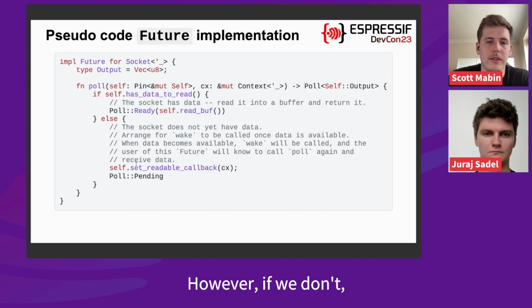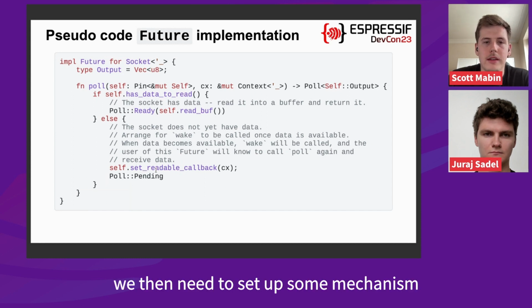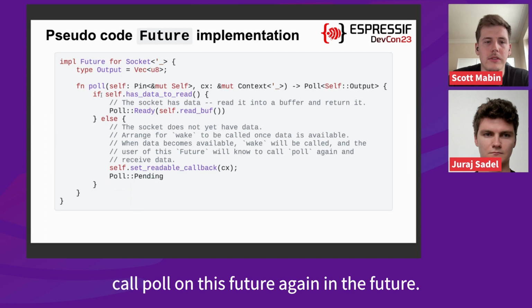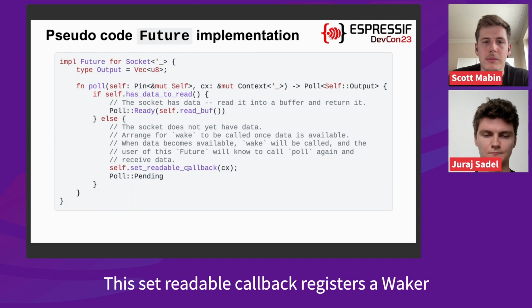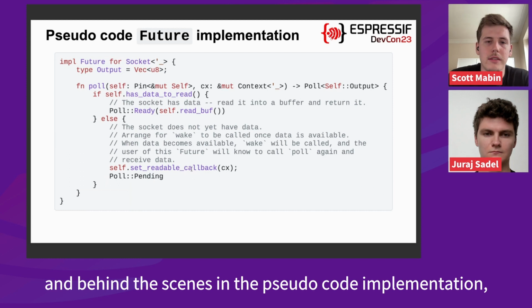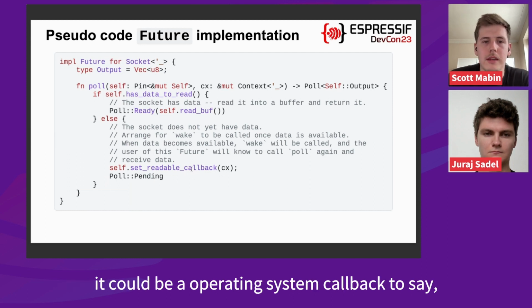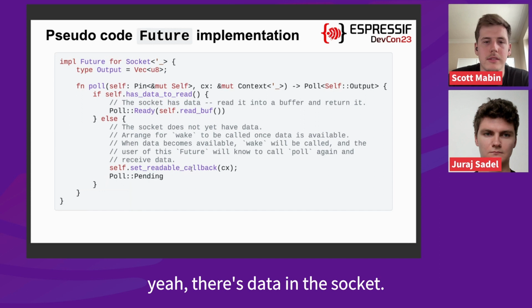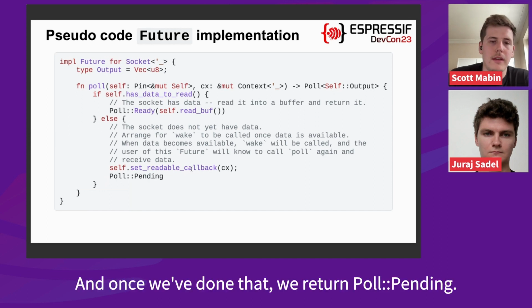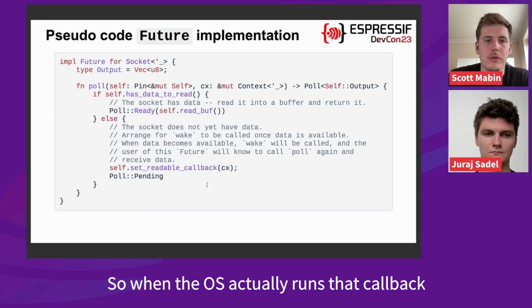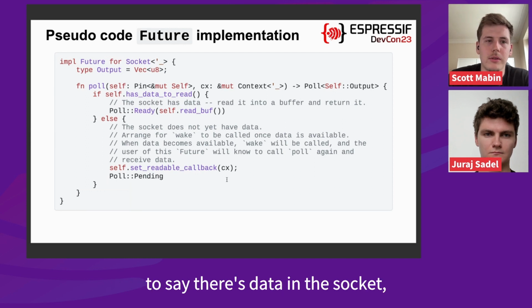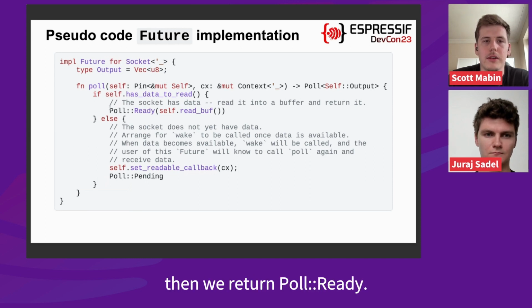However, if we don't, we then need to set up some mechanism to poll this future again in the future. So this set readable callback registers a waker, and behind the scenes in this pseudocode implementation, it could be an operating system callback to say, yeah, there's data in the socket. And once we've done that, we return poll pending. So when the OS actually runs that callback to say there's data in the socket, poll will be called again. We then check if we have data, and then we return poll ready.